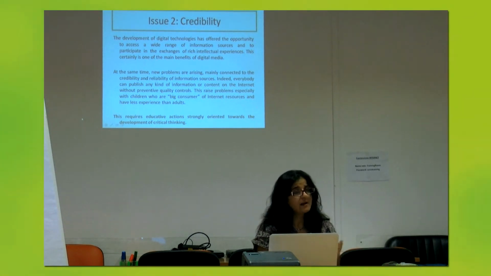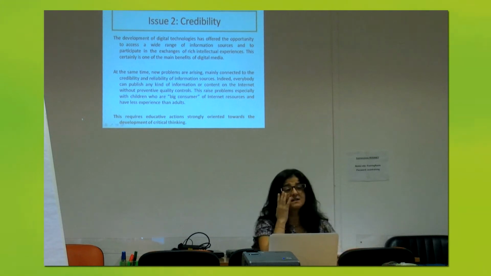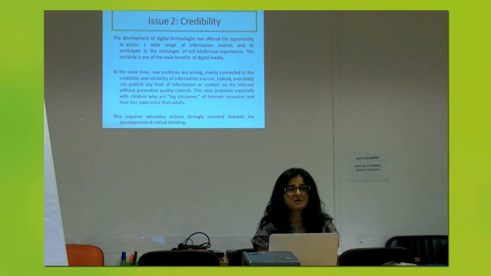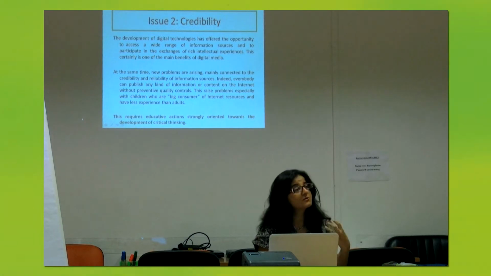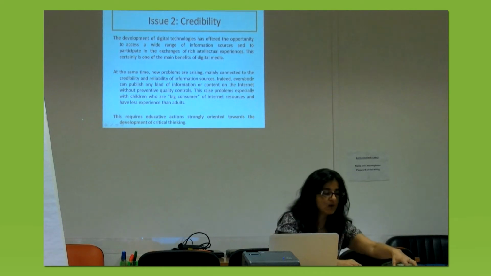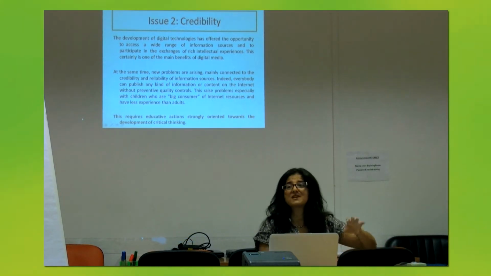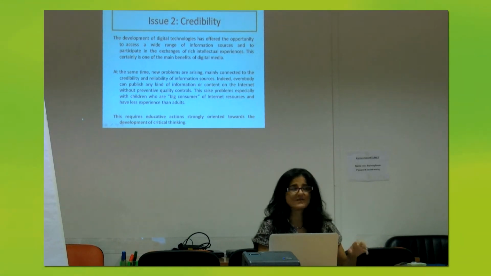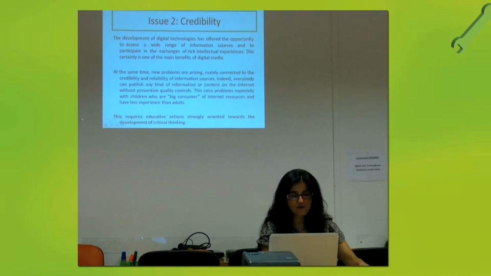The children today are big consumers of internet resources, but at the same time they haven't reached the level of cognitive maturity they need in order to critically use information available on the web. So on one side we have our children that are called digital natives. They are digital natives only in the sense that they are intensive users of technologies, but at the same time they don't always have the capacity to critically understand the information they find on the internet.